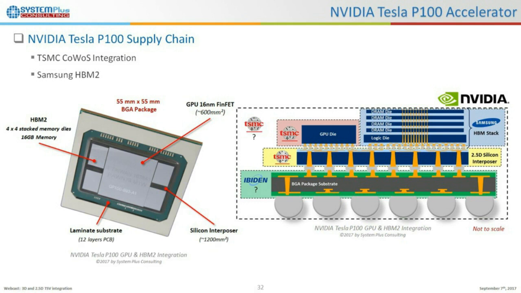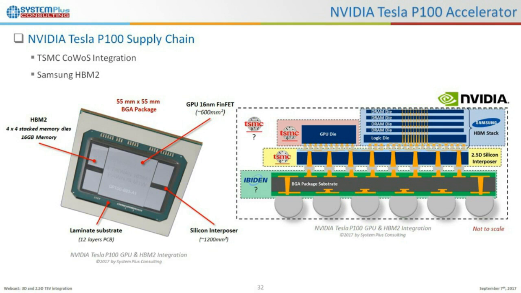On the right side of the slide, you have a schematic showing the structure of the component with the estimated supply chain. This schematic is not to scale, because you can observe the DRAM stack, the HBM stack, is higher compared to the GPU, but in reality, of course, the GPU and the HBM stack share the same final thickness. Here we observe that the HBM stack is provided by Samsung, and the GPU die, as I said, is made by TSMC with a 16 nanometer FinFET process.